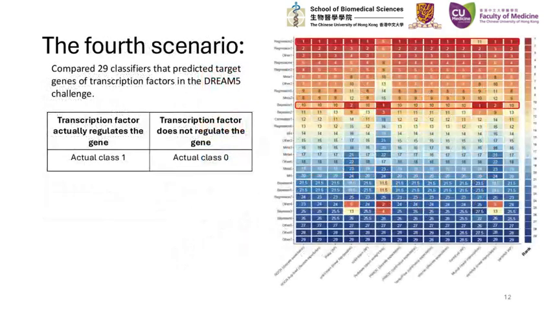In this final scenario, 29 classifiers were compared in the DREAM5 challenge for predicting transcription factor target genes. We found that even top teams could switch between 1st and 2nd place simply depending on which AUPRC tool was applied, again reinforcing how significantly metric inconsistency can affect results and interpretations.